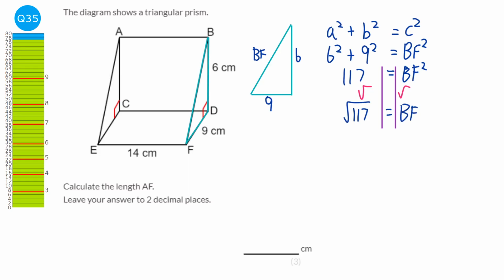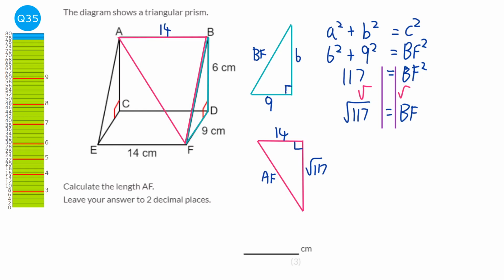Okay, the actual length that we want is AF, which is this one here. And I'm going to create the right-angled triangle using this bit here. So let's just draw that out. Now the top bit is AB, which is the same as the bottom. It's going to be 14. It's going to be the same as EF. Then the BF we've just found is root 117, and we're looking for AF. And this is the right angle. I didn't show the right angle on the other one, but it should be there.